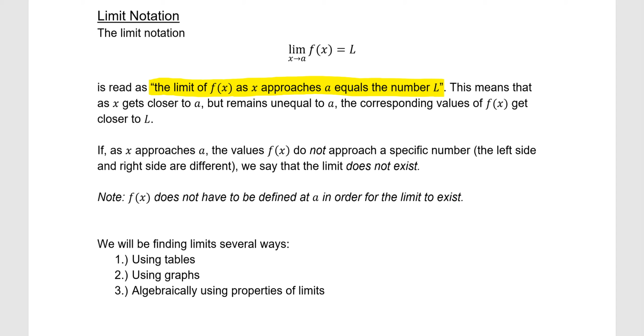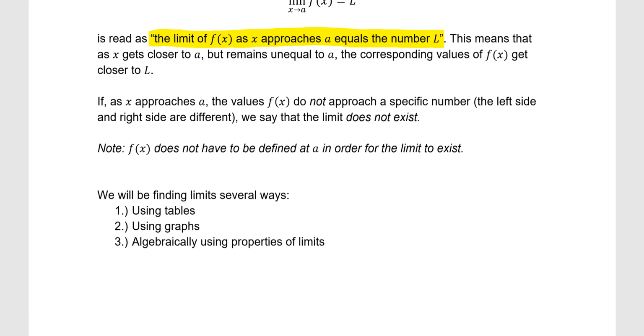Now, as x approaches a, if the values for f of x don't approach a specific number, meaning the left side and the right side are different, that means that the limit does not exist. And just a little side note here that we'll see, the function does not have to be defined at that x value in order for the limit to exist. So we're going to be finding this several different ways. We're going to be finding limits using tables, using graphs, and then algebraically using certain properties of limits.